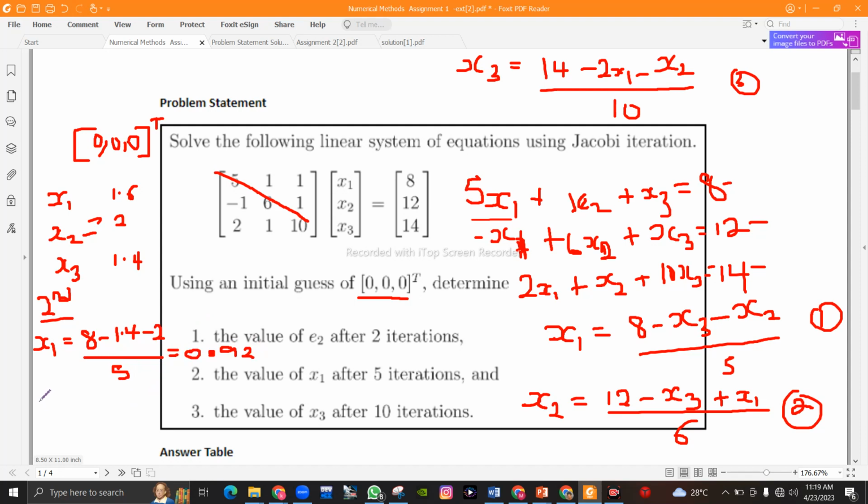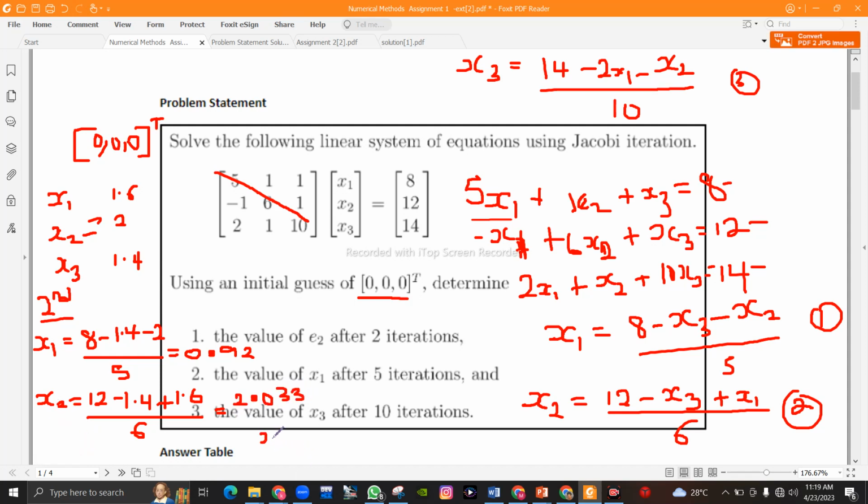We do the same thing for x2. x2 equals 12 minus x3. What's x3? 1.4 plus x1. What's x1? 1.6, divided by 6. If you calculate that also, you're going to get 2.033.